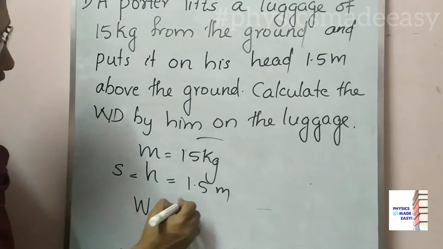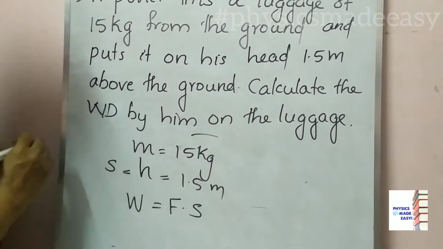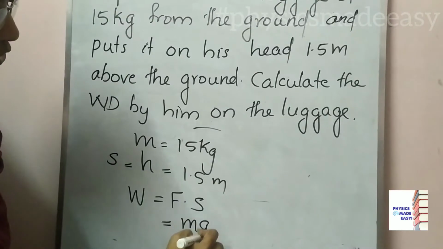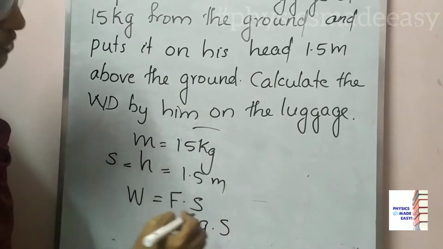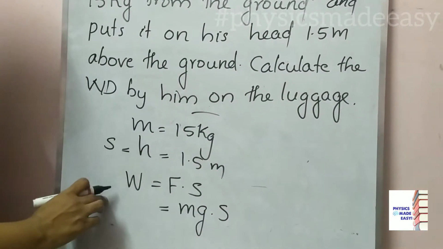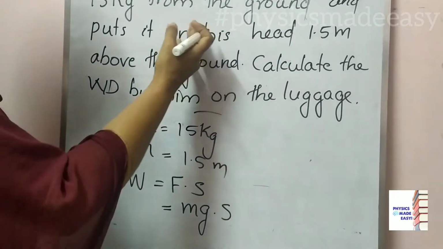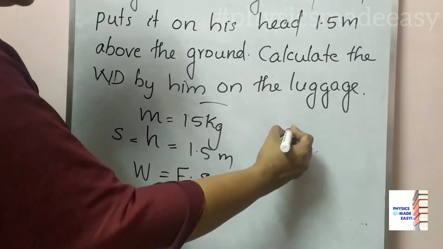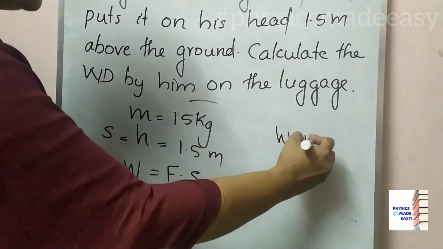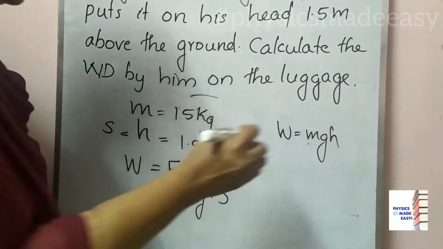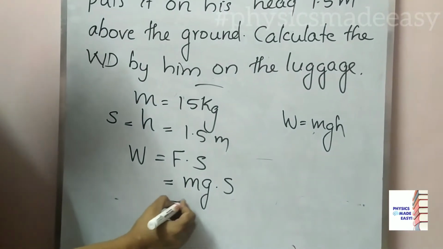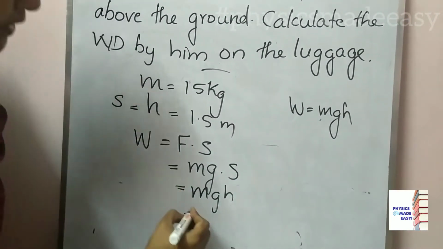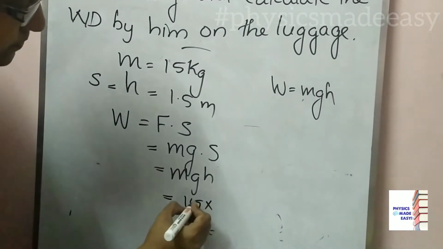Here work done is equal to force into displacement. From that we can write force is equal to m into g, m into g into s, that is the work done here. Or directly, here it is given that the object is lifting from the ground, so work done is equal to energy, and from that directly we can write that equation as mgh. That is the potential energy here. So mgh, then substitute the values in this.